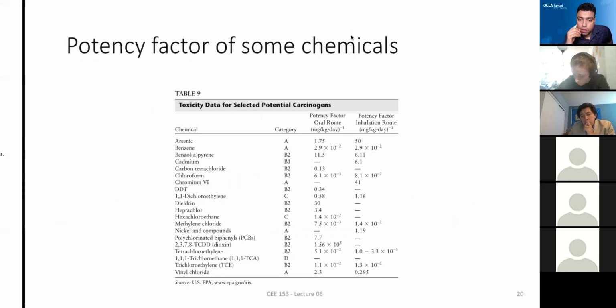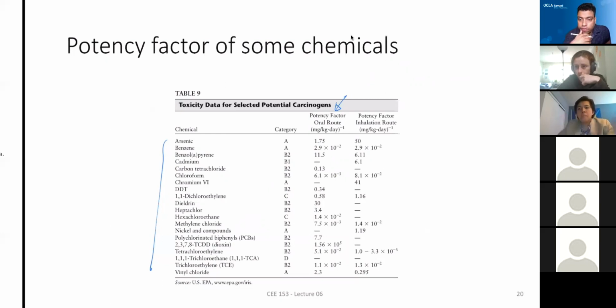So this is just an example. Here are some other chemicals that we just discussed: arsenic, benzene, DDT, all those particular chemicals. These are all carcinogens. Okay, and they have different categories. Category A means more risk, high risk. Category B is low risk. Category D is lower and lower. Okay, and then you see the potency factor. That's the slope at a very small level that says how many milligrams of these particular pollutants per kilogram of your body mass per day you have to take to have a risk.